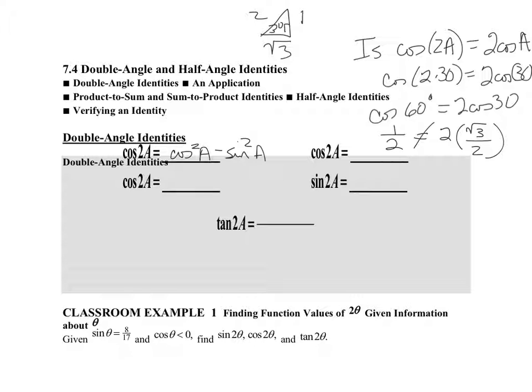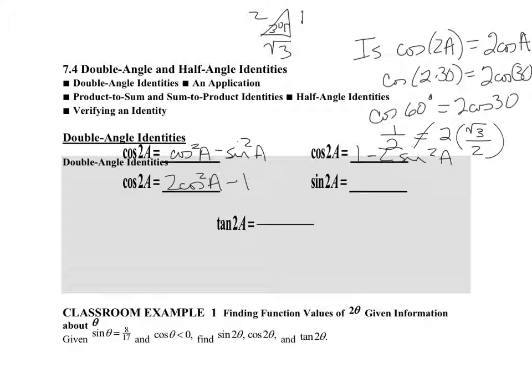Here's another replacement. Cosine of 2A is equal to 1 minus 2 times sine squared of angle A. So 1 minus 2 times the sine squared of angle A. And my cosine of 2A could also be replaced with 2 times cosine squared of angle A minus 1.